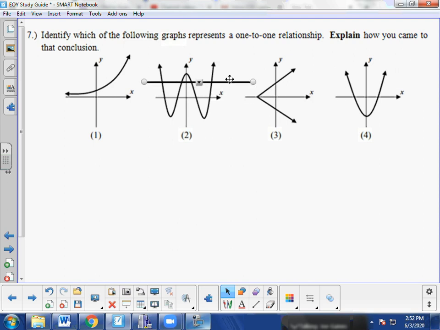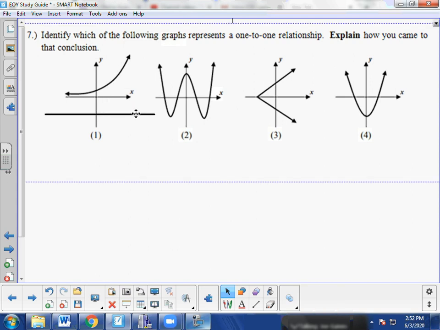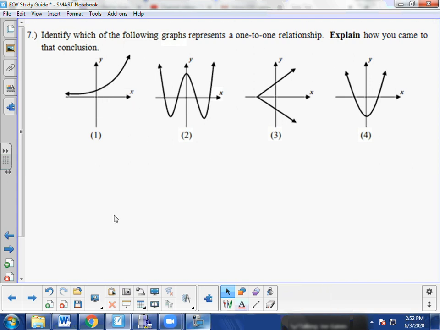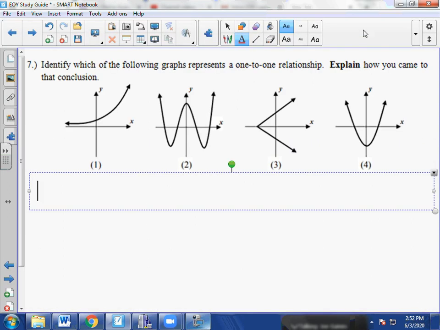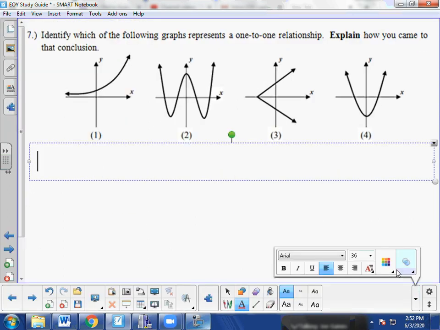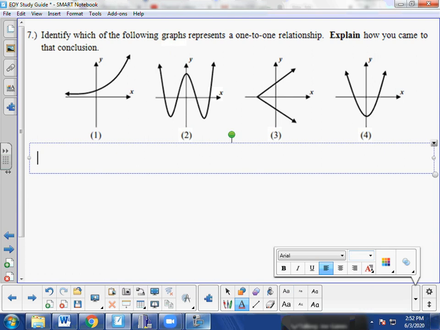Same thing for problem number 2. It has some output values that correspond to the same input. And if we look at number 1, it does pass the vertical line test. So graph number 1 would be the only possible option that we have here for being a one-to-one function.